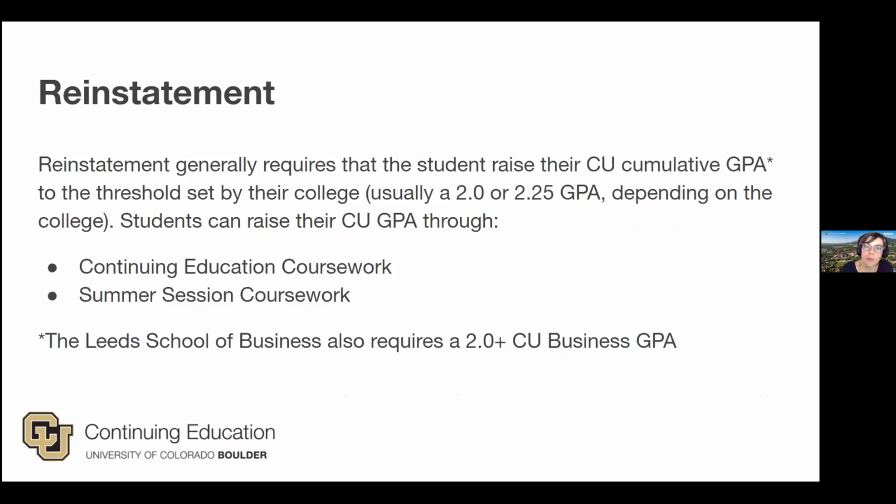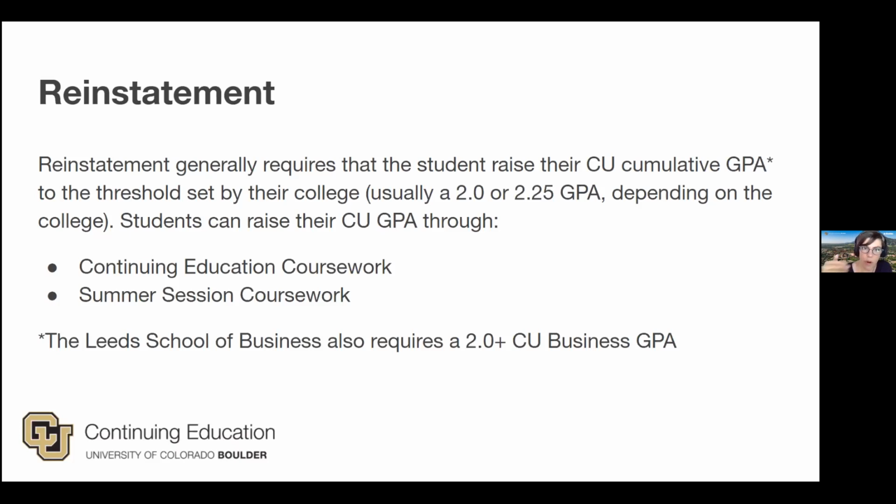So then, of course, reinstatement. This is ultimately what we're here for. We want to learn about suspension, but with the goal of reinstatement. So for most colleges, the reinstatement policy is just about the cumulative GPA, where they'll say, okay, a student just needs to raise their CU cumulative GPA to 2.0, or for engineering, 2.25. For business, the Leeds School of Business wants to make sure that students have a 2.0 in their business classes as well. So there's always a little bit of nuance in there. But once a student hits that requirement, then they are allowed to reinstate to main campus.